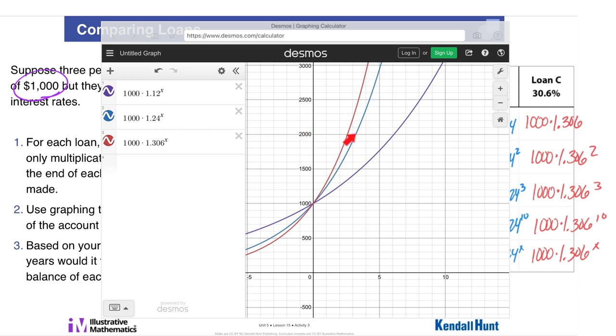We'll start with the purple line, which was our 12% line. That's going to take us just over 6 years. The blue line, or the 24% line, is going to take us just over 3 years. And the red line is going to take us about 2.5 years, maybe just a little bit over, to double.